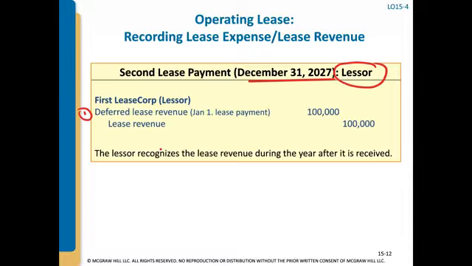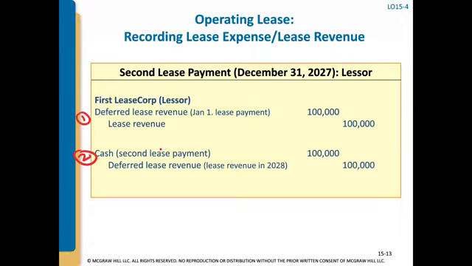The first one that we're going to go through is that they've earned this revenue that they booked as a deferred lease revenue liability on January 1. So we're going to debit the deferred lease revenue from the January 1 lease payment for $100,000, and now we're actually going to recognize that revenue on our income statement. So we're going to credit lease revenue for $100,000.